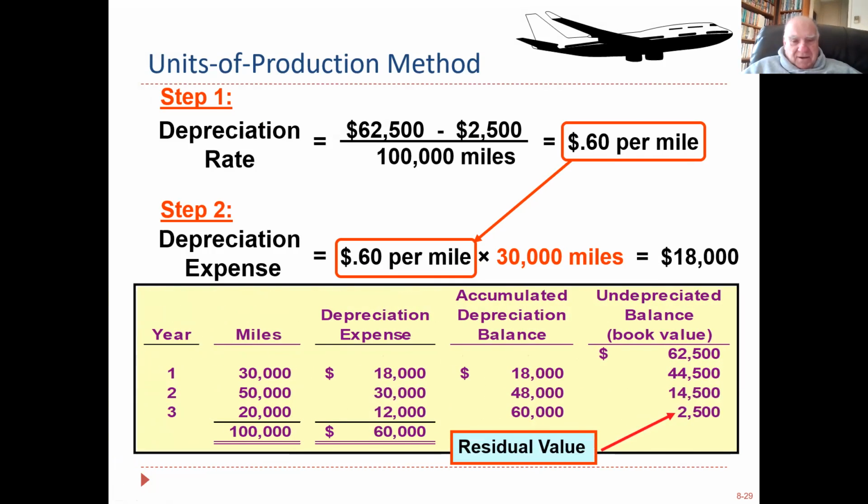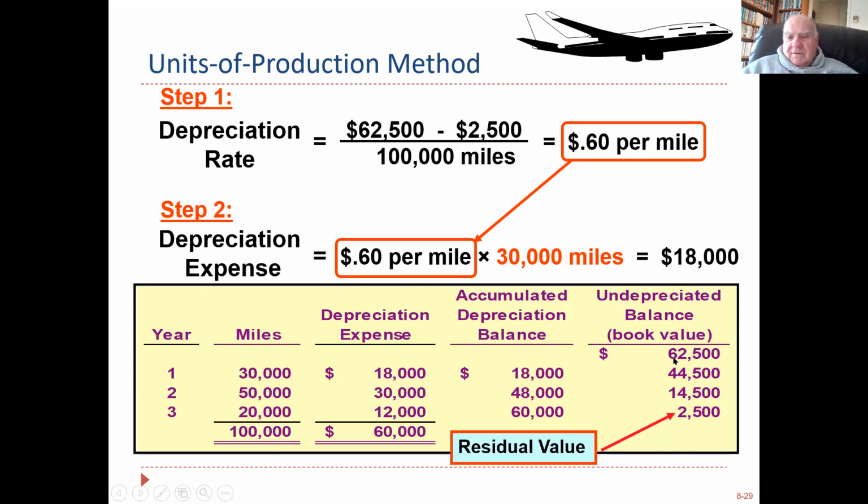They're repeating that again, but now they're also completing the grid here. So the second year, she drove 50,000 miles. 5 times 6 is 30. 2 times 6 is 12. There is your debit to depreciation expense, your credit to accumulated depreciation.